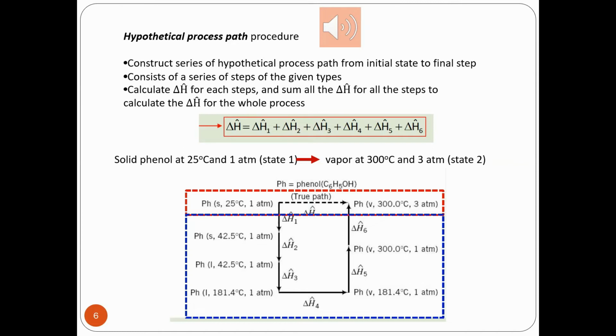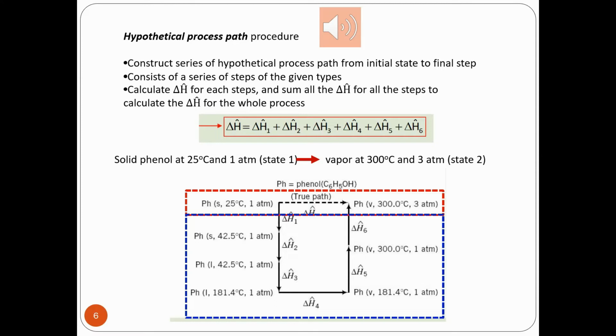For the procedure, you need to construct a series of hypothetical process paths from the initial state to the final state. You can't just skip steps or start from the middle. It needs to go from initial to final, and it consists of a series of steps, not only one step. You can refer to our previous slides that we have discussed. Lastly, you calculate the change of enthalpy for each step, and then sum them all up to get the change of enthalpy for the whole process.